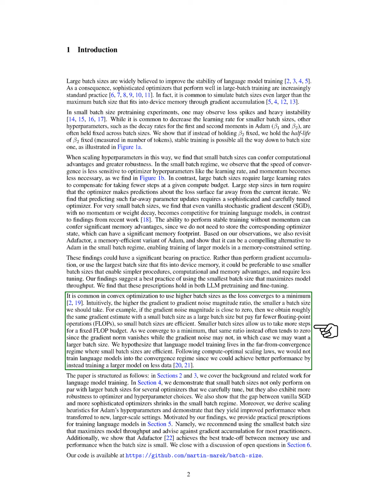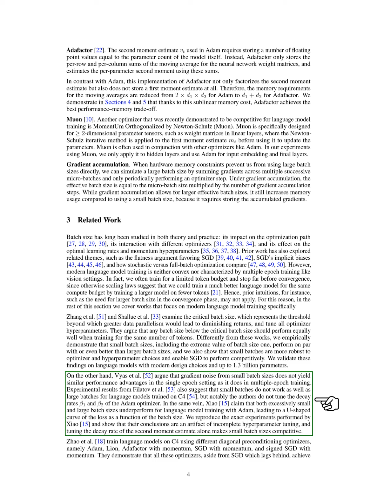Some studies argue that the noise from gradients in small batches does not provide the same performance benefits in single epoch training as it does in multiple epoch scenarios. Other experiments suggest that small batches may not perform as well as large ones for models trained on specific datasets, but these studies often do not adjust the decay rates of the Adam optimizer. We challenge these conclusions by reproducing their experiments and showing that their results stem from inadequate hyperparameter tuning. By properly adjusting the decay rates, we find that small batch sizes can be competitive.